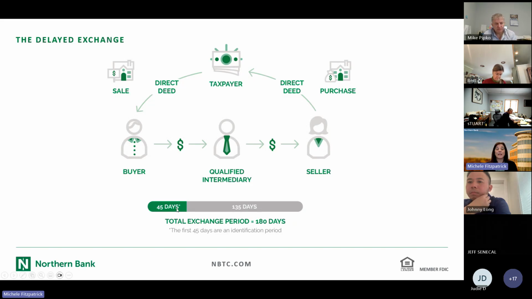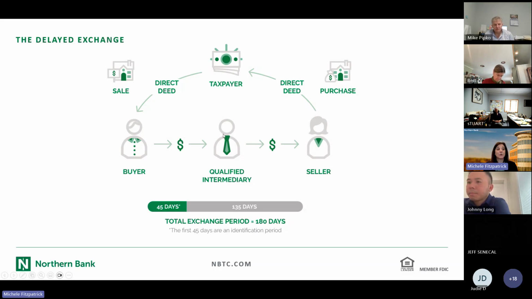And people ask all the time, what happens if the seller backs out? Or what happens if the inspection doesn't come through, or the appraisal doesn't come through and I'm after my 45th day? Unfortunately, you're out of luck. If you've only identified one property, you can't move forward with the exchange. Your funds go back to you, but you can't exchange anymore. So it's important to really understand your identification and the properties that you have listed when you get to your 45th day.